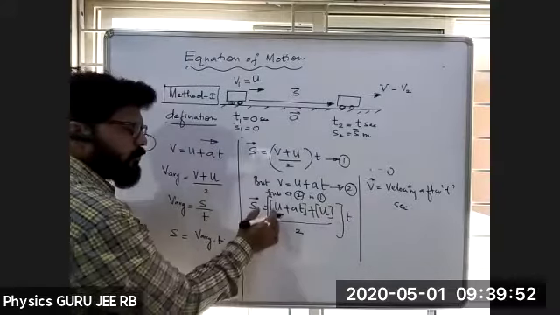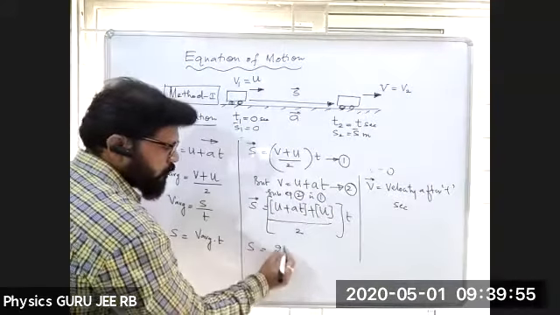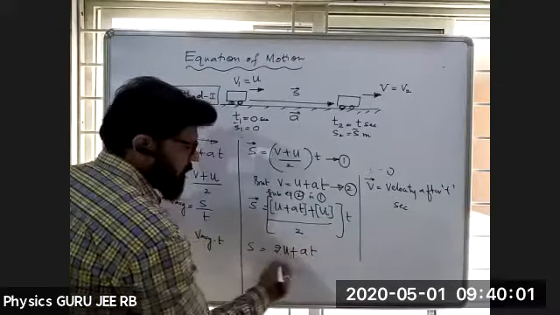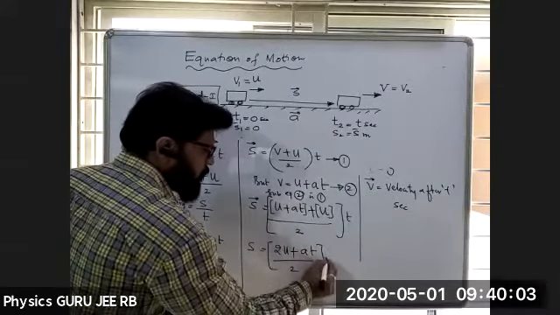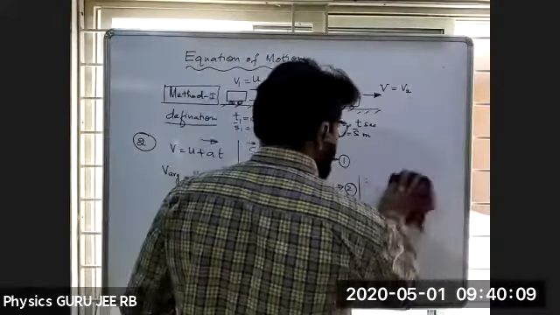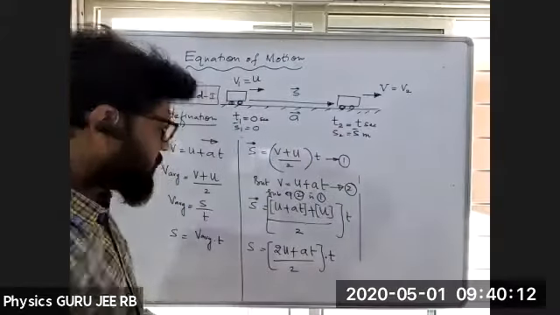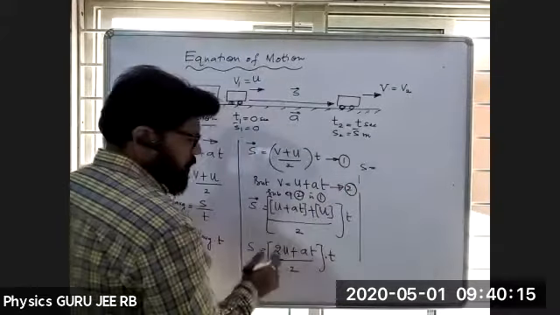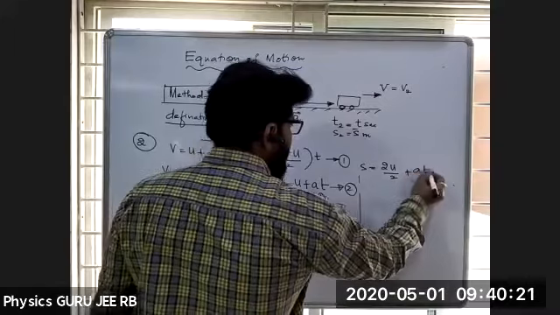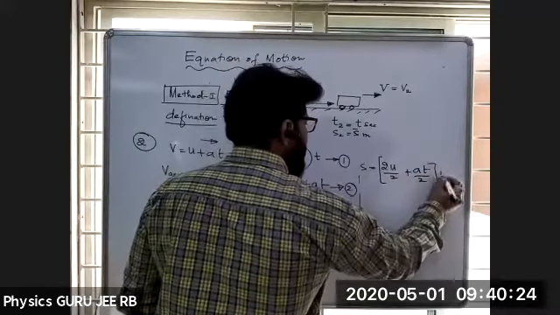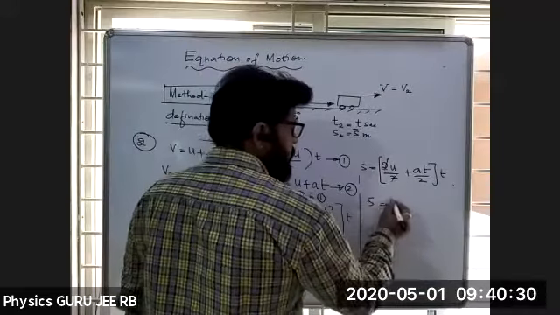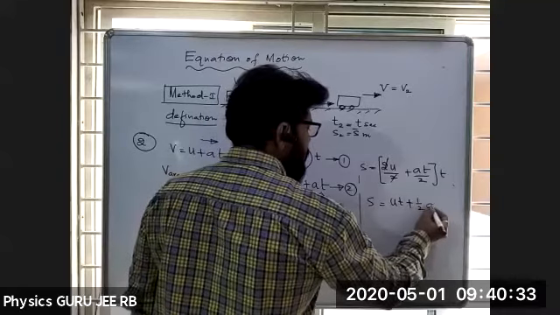Now simply, u plus u is 2u, so 2u plus at divided by 2, again into t. One more t is there, right? Further simplification: s is equal to 2u by 2 plus at divided by 2, again into time t seconds. Again t is multiplied here, the 2s cancel, right? So s is equal to ut plus half at square.